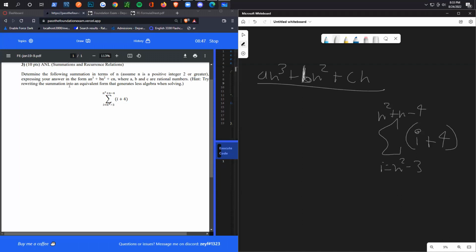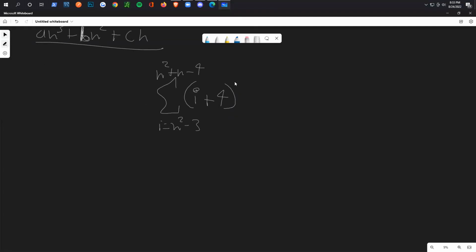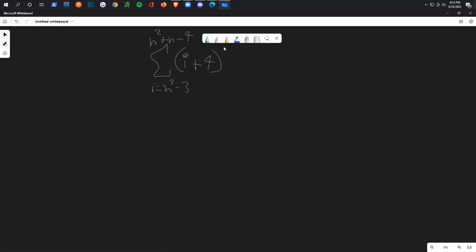Try rewriting the summation into an equivalent form that generates less algebra. By the way, that's easier said than done, but let's go through all the algebra real quick, and then I'll explain the easy version. We're going to go the hard way, and then I will explain the easy way. So first things first, we have an expression. Let's split the summation.